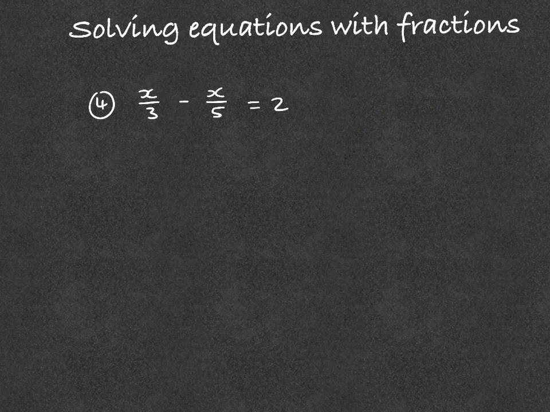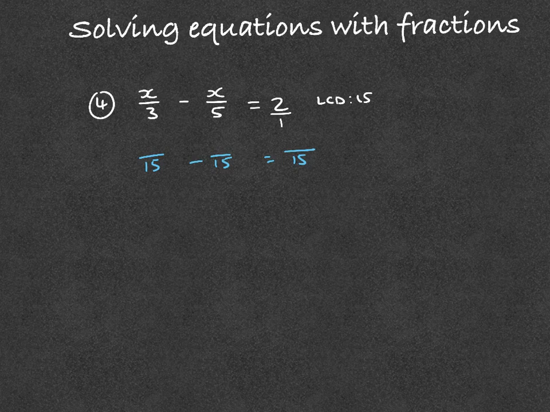Okay, let's look at this question. x over 3 minus x over 5 is equal to 2. So the lowest common denominator of 3, 5, and 1 will be 15. If we're going to do it by lowest common denominator, I want to put them all over 15, right? It's equal to that over 15.